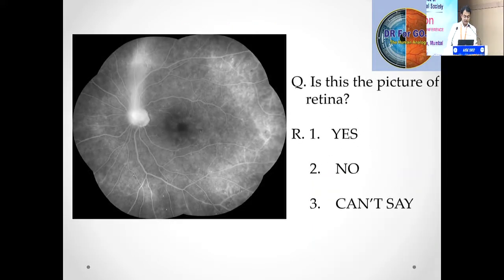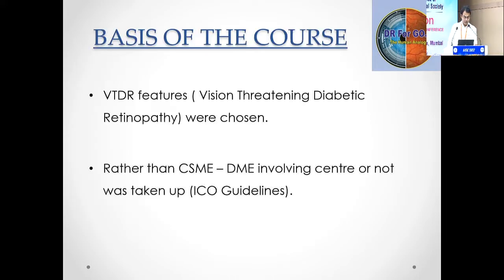So this was the sample image, and everyone was asked a question, for instance, is this a picture of retina or not? And they were given 3 options from which they had to choose. So the basis of the course was that vision-threatening diabetic retinopathy features were chosen, and rather than clinically significant macular edema, diabetic macular edema involving center or not was taken up, which is according to the recent ICO guidelines.